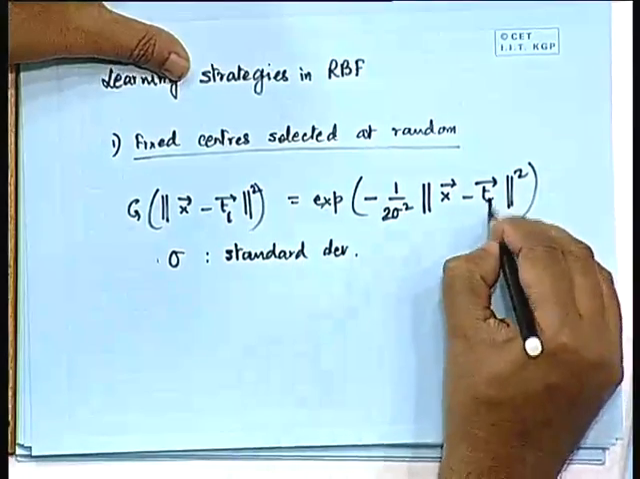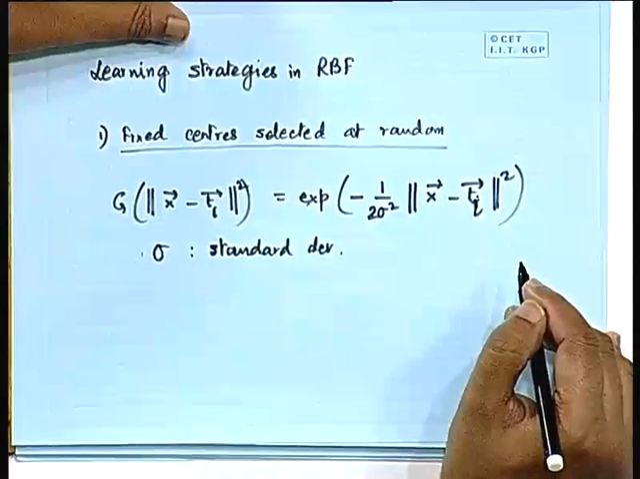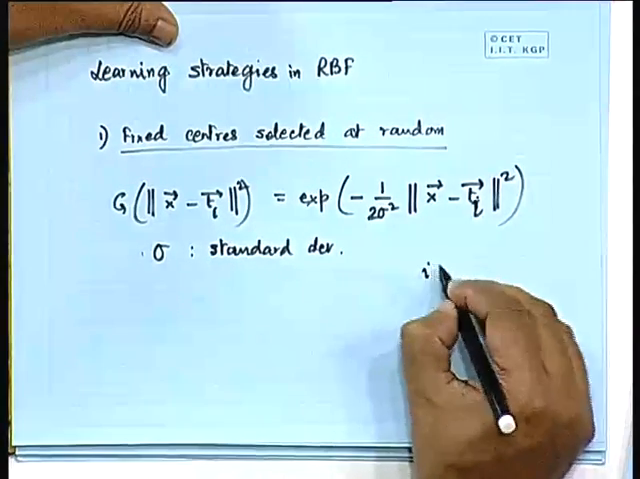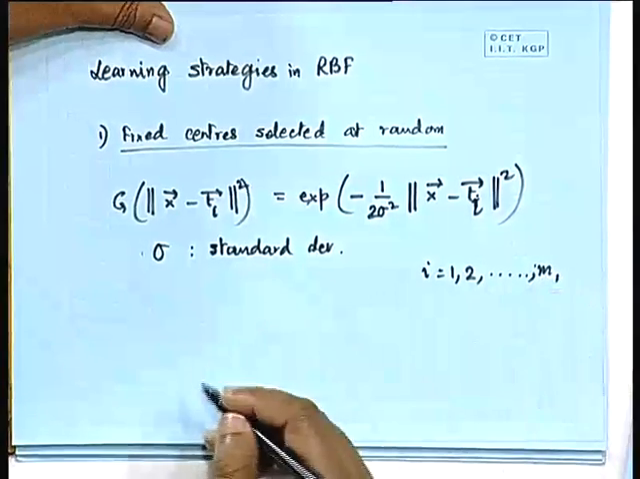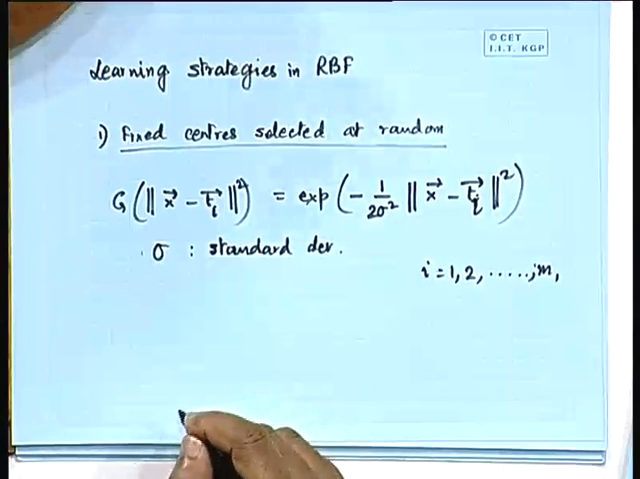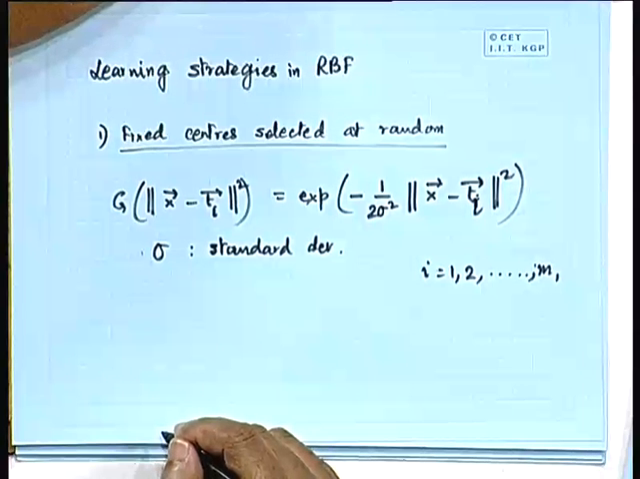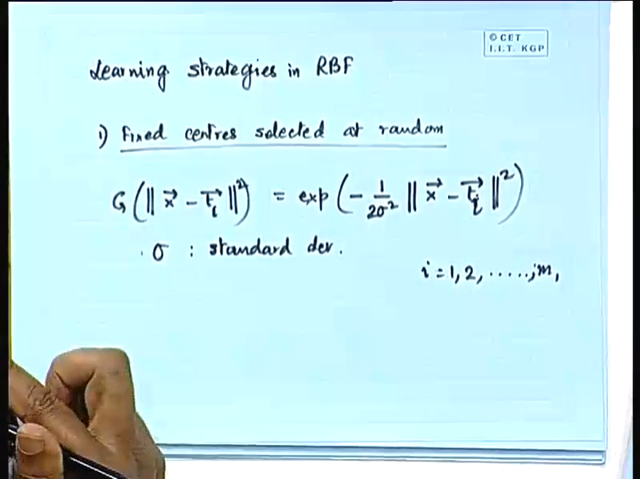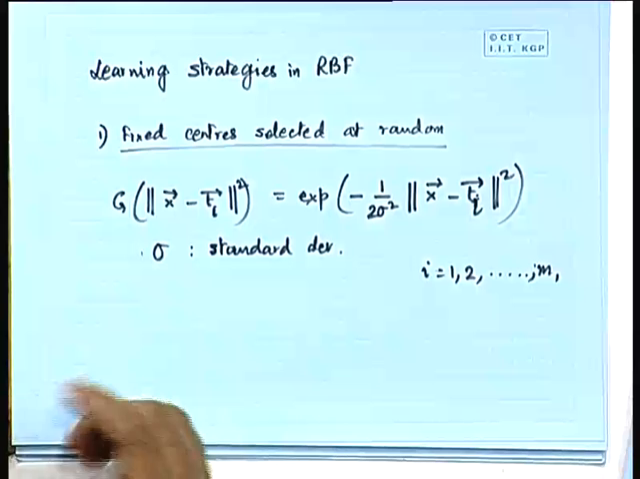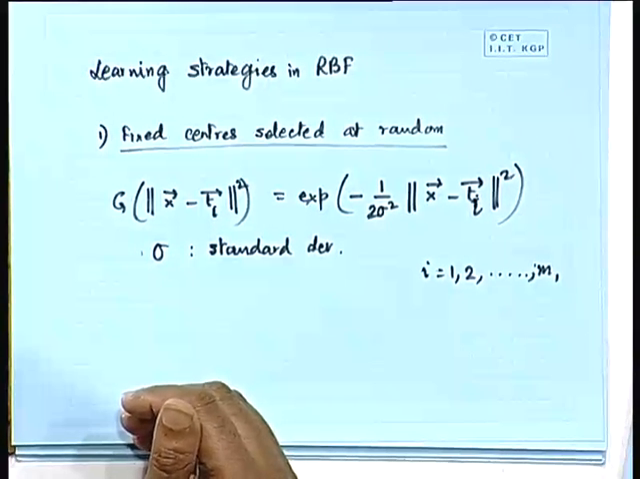And how many such ti are we choosing? Let us say that we are choosing M1 such centers, so i is equal to 1, 2 up to M1. What we have to do is determine the standard deviation. This is very important, because if we choose the standard deviation to be too small, that means to say what?